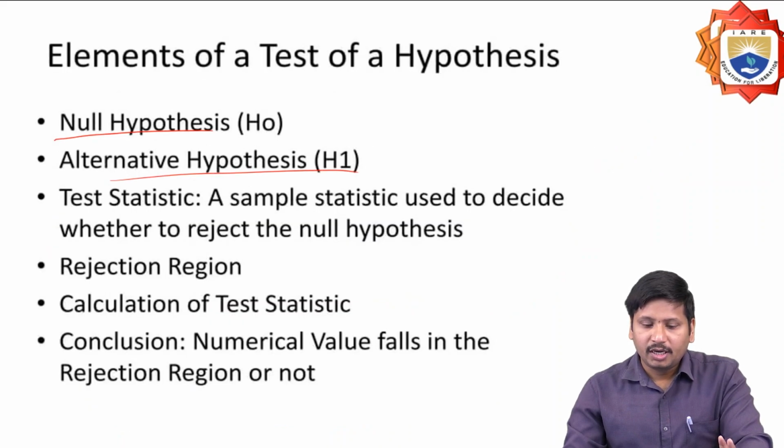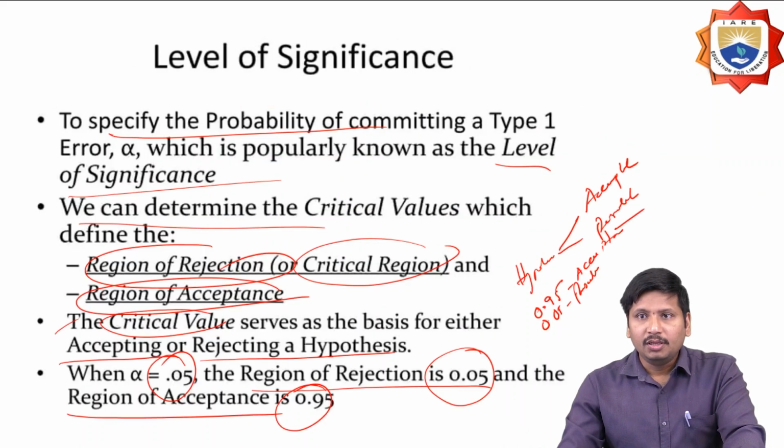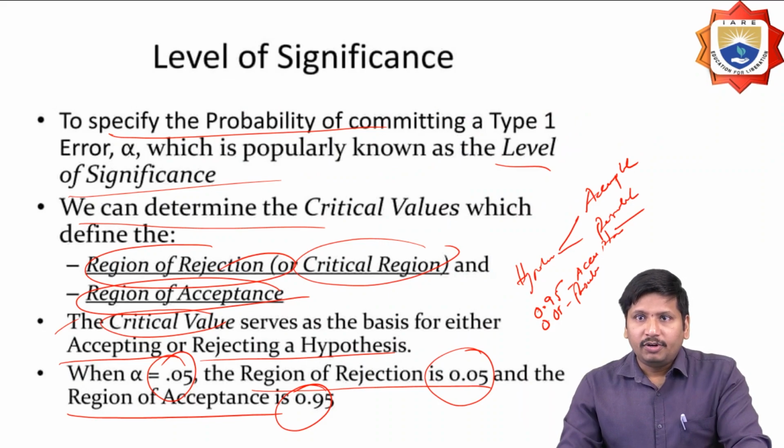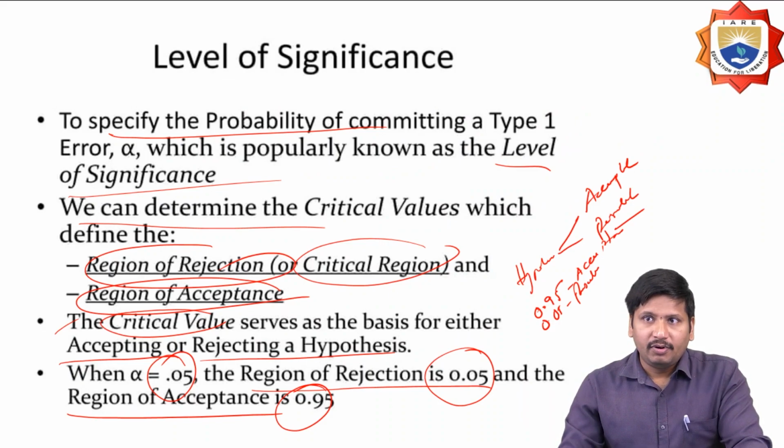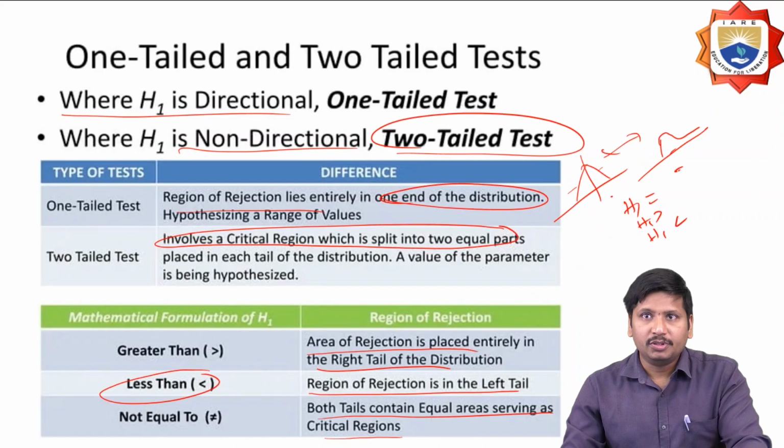So the elements of a hypothesis test are H0, H1, what kind of test statistic is going to be used, how much rejection area has to be calculated, and the numerical value of the test statistic that falls in the region of rejection. For calculating the level of significance, the type 1 error, we can determine the critical values. These critical values serve as the basis for deciding acceptance and rejection of the hypothesis.